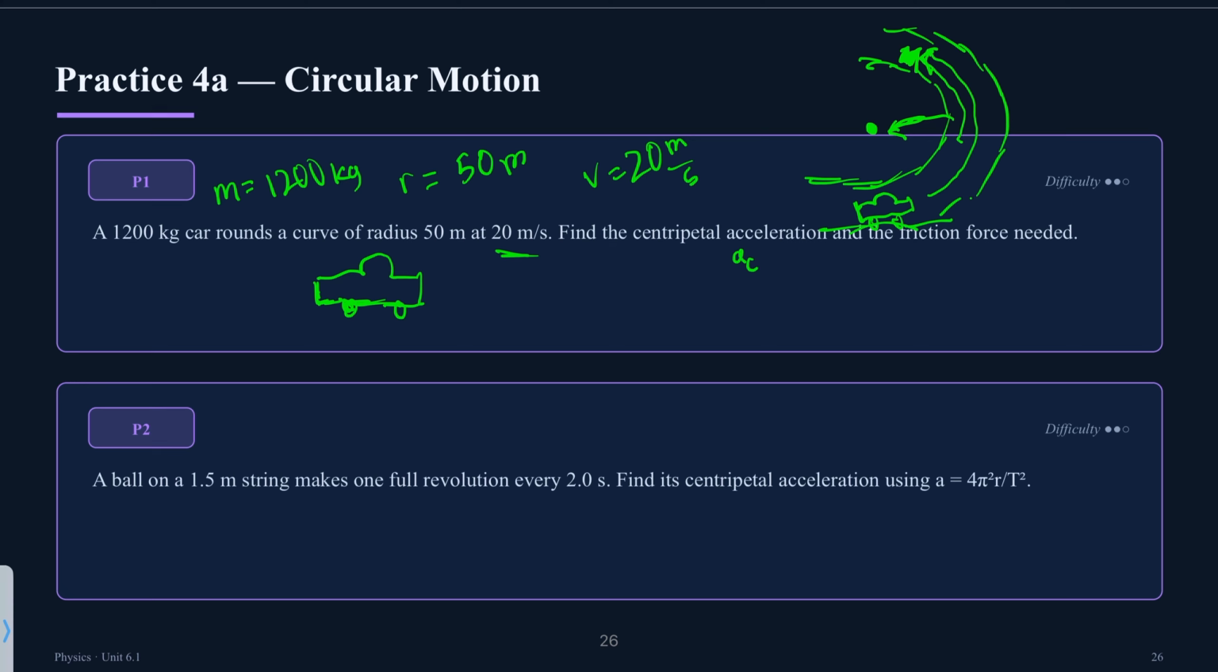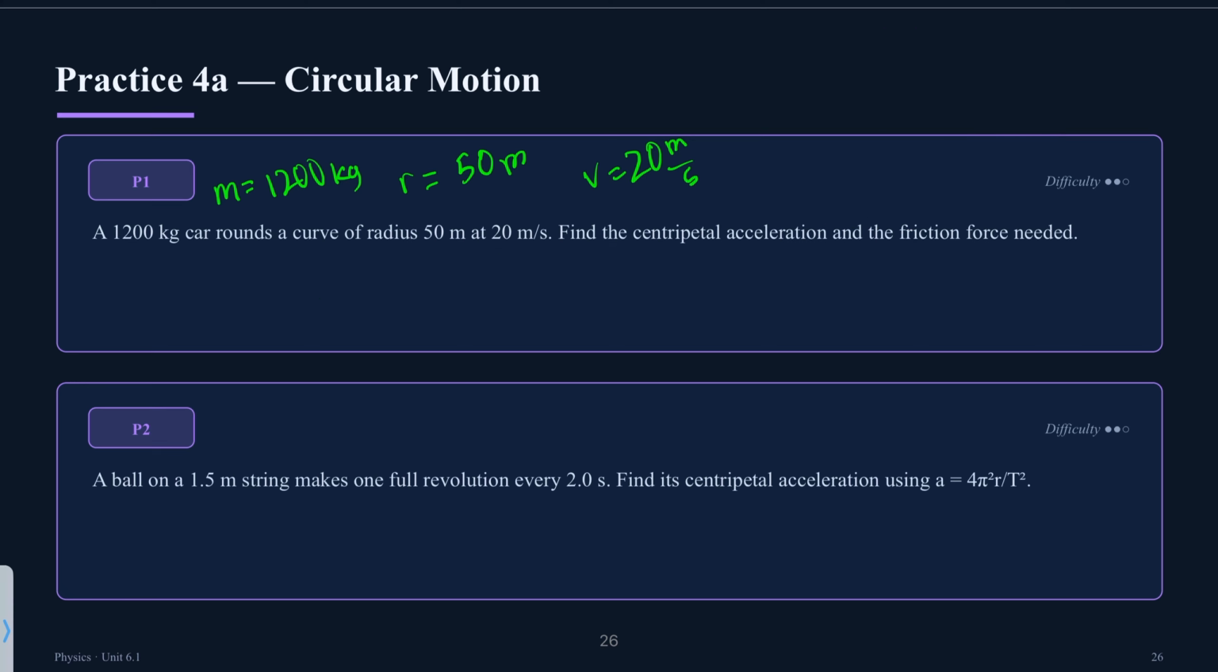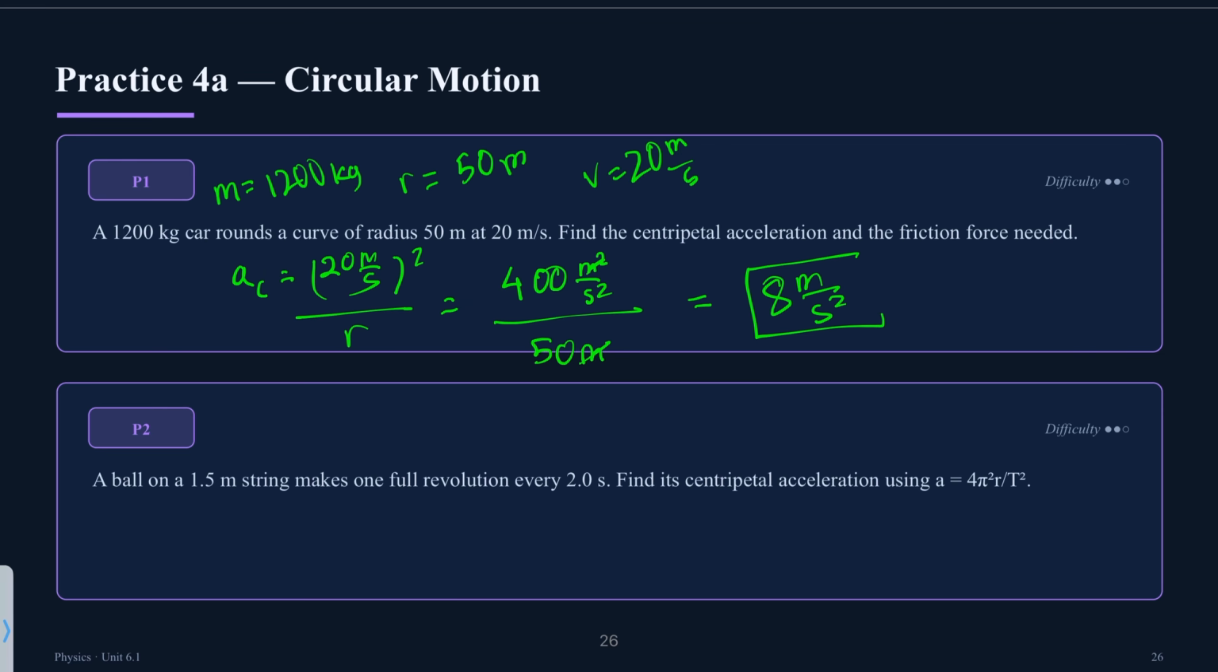So motion forces. Okay. So centripetal acceleration first is going to be v squared over r, so 20 meters per second squared over our r, or 50 meters. So this is 400 meters squared per second squared over 50 meters, okay? So then this is 8 meters per second squared. That's our centripetal acceleration.